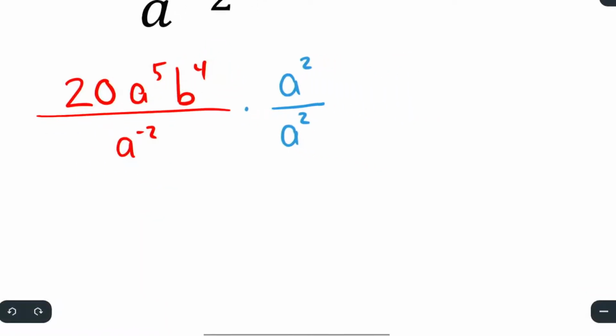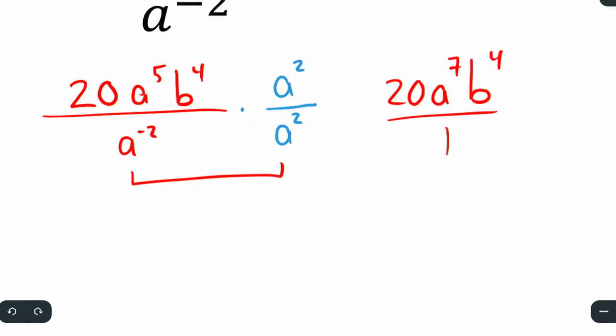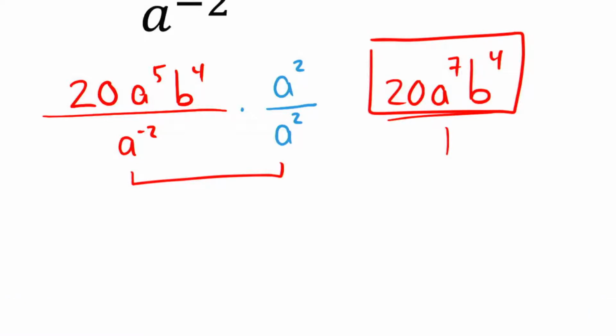So my final answer would be that this is 20 times a to the 7th power, and I do have b to the fourth power. And again, this denominator is 1 because a to the negative second times a to the second equals 1. So this is what I would record for my answer: 20 a to the 7th times b to the 4th.